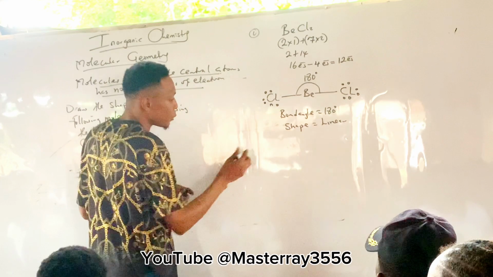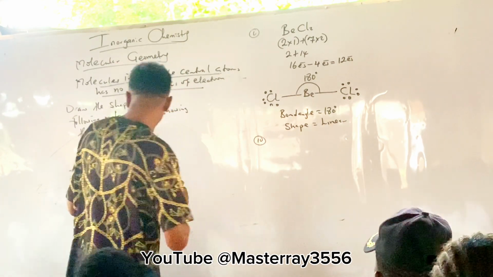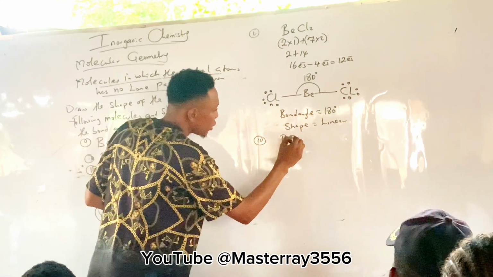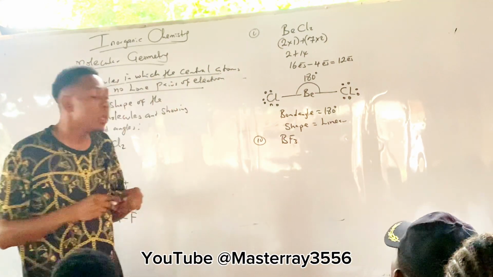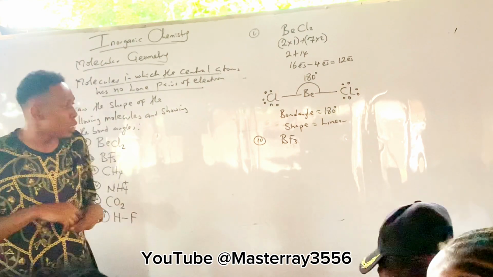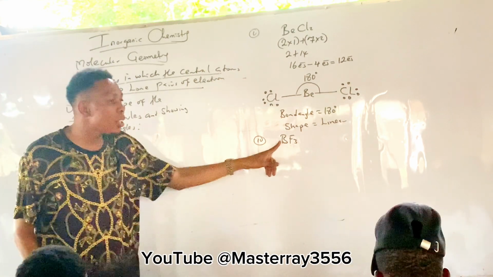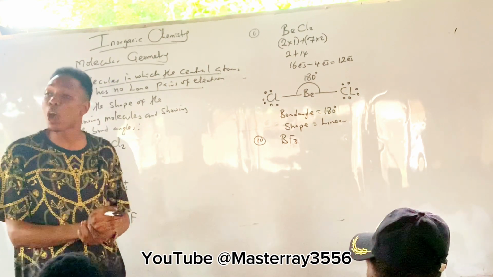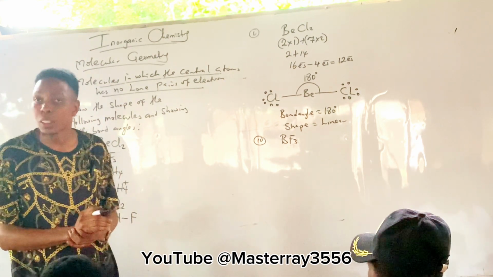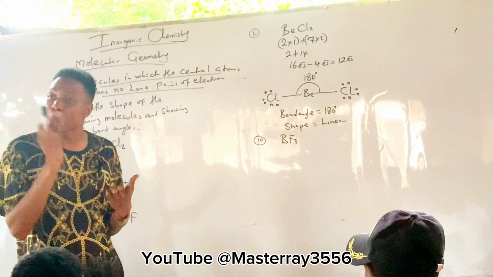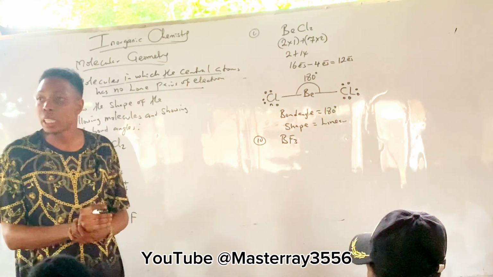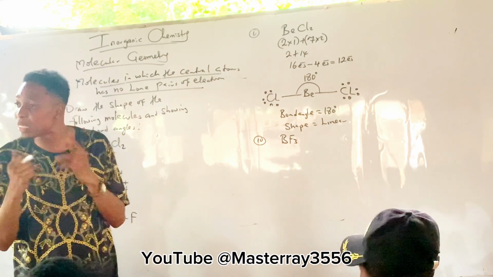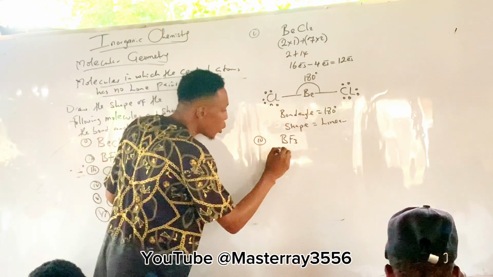So that's the first one. The next one we have is BF3. BF3 is called boron trifluoride. Now for this, what is the valence electron for boron? Is it 2? No. Boron is in what group in the periodic table? Or what position is boron in the periodic table? Is it not 2 and 3? So the valence electron is 3.